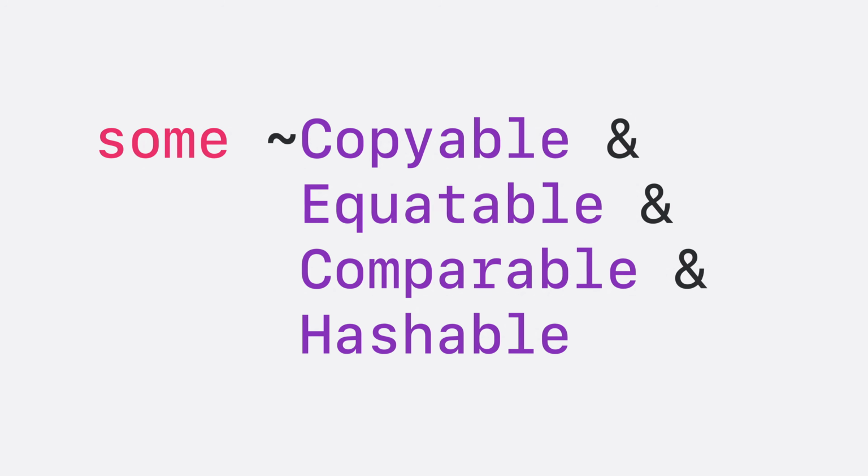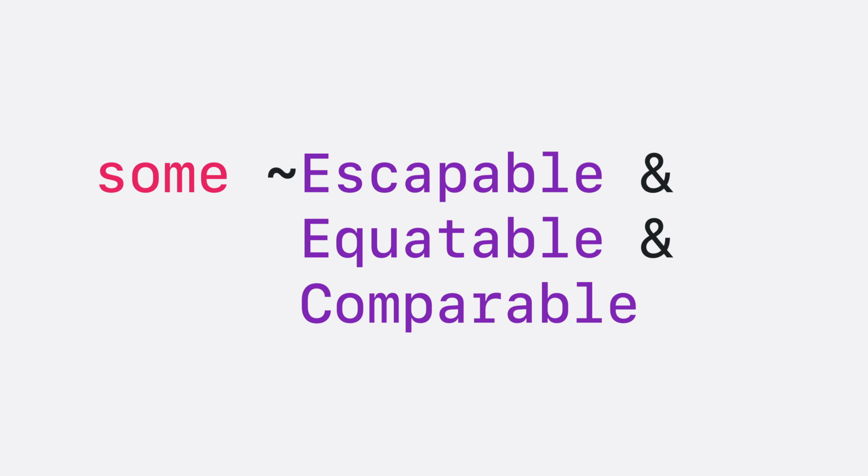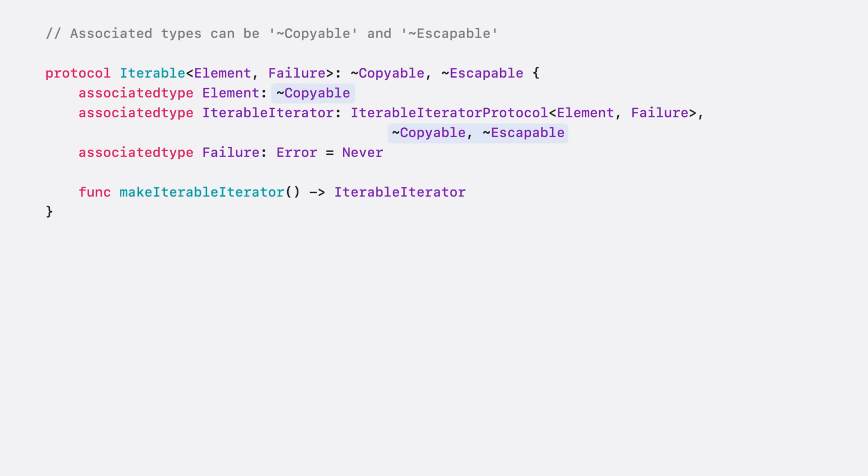For example, the equatable, comparable, and hashable protocols can now be used on non-copyable types. And equatable and comparable can also be used with non-escapable types. This lets types tuned for performance and safety take advantage of some of the most universal capabilities that ordinary Swift types have. Associated types can also now be non-copyable or non-escapable. This opens up powerful new capabilities for high-performance protocol-driven development, like the iterable protocol seen here. Its element type is non-copyable, and its iterator type is both non-copyable and non-escapable. Of course, that doesn't mean you can't use a copyable or escapable type for these. It just means that the protocol doesn't require it.